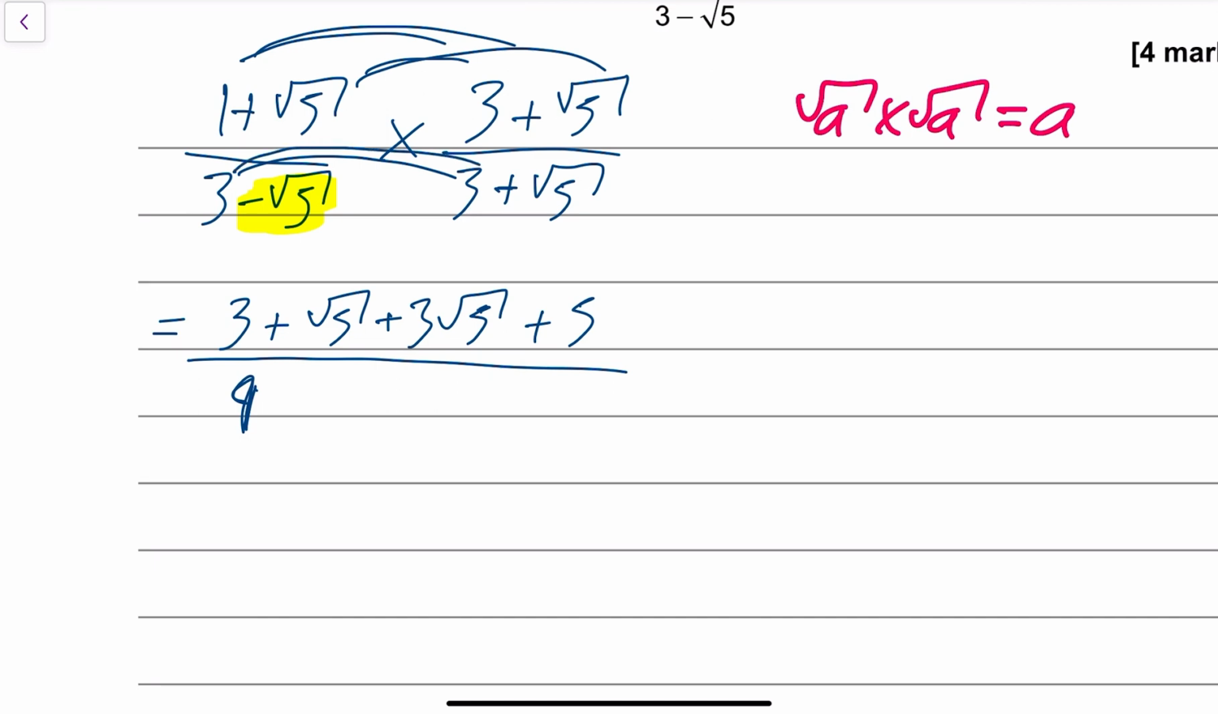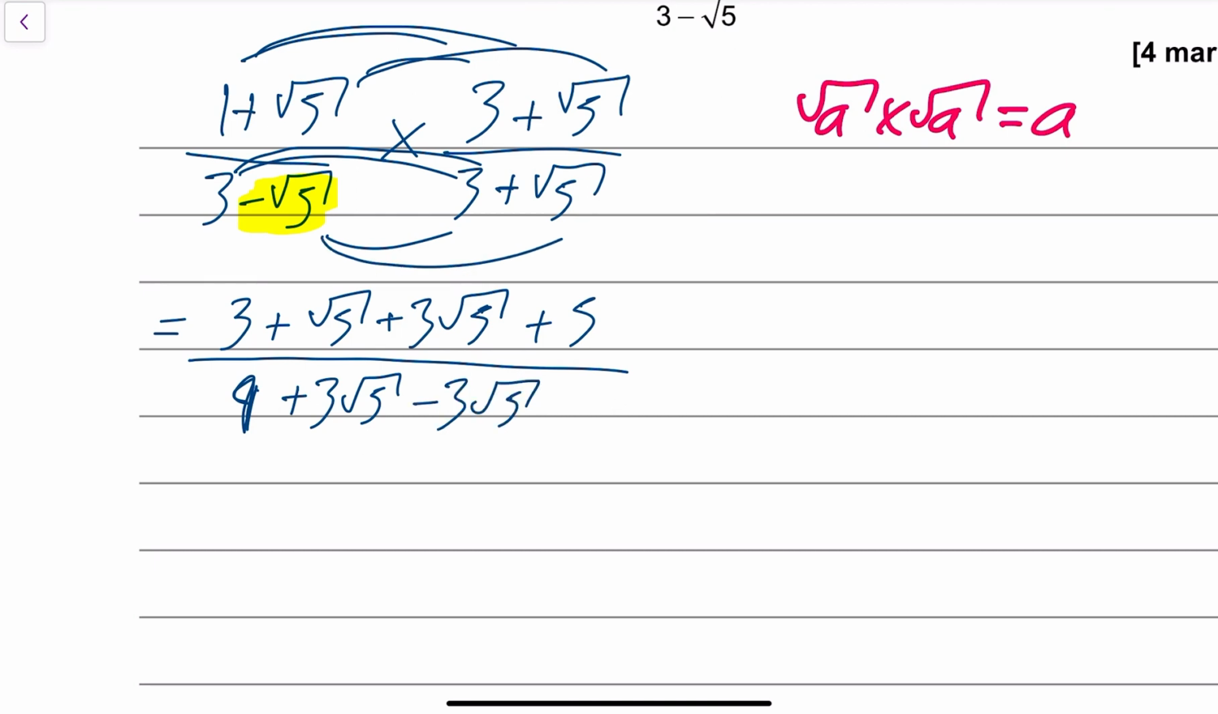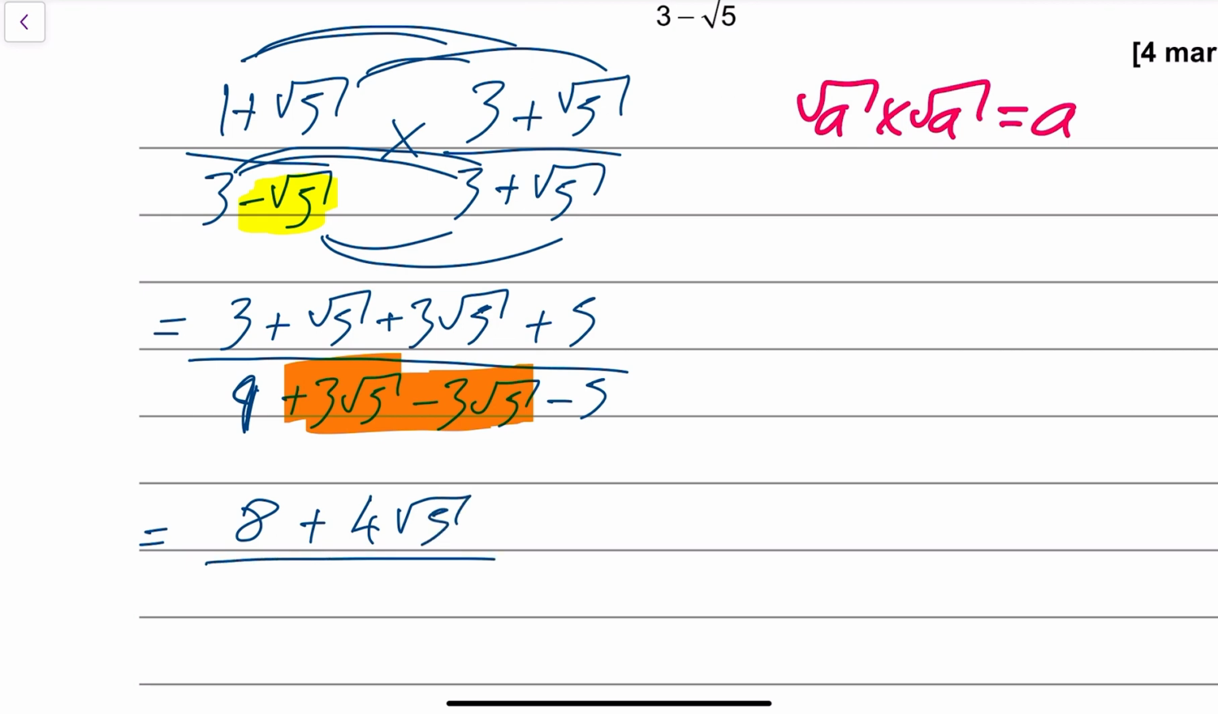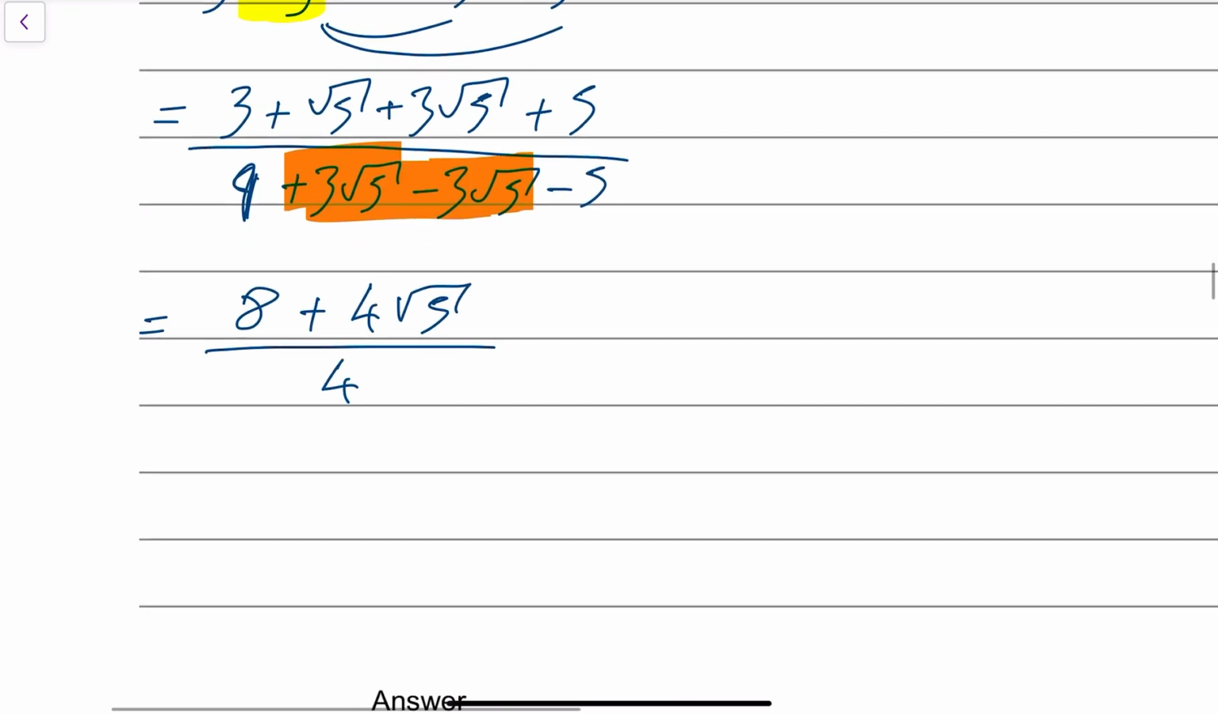3 times 3 is 9. 3 times root 5 is 3 root 5. Minus root 5 times 3 is minus 3 root 5. And minus root 5 times minus root 5 is minus 5. Now you can see in the bottom line, these two surd terms cancel each other out. Top line is 8 plus 4 root 5. Bottom line is 9 minus 5, which is 4.